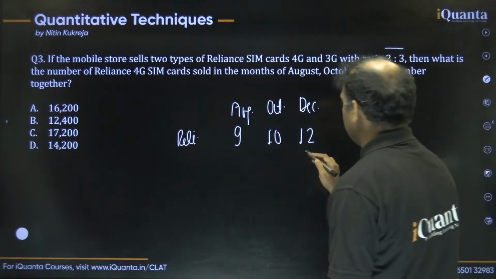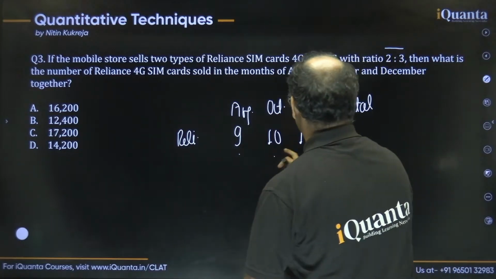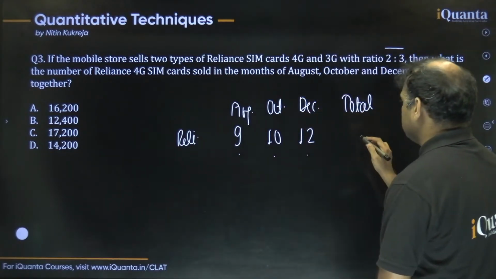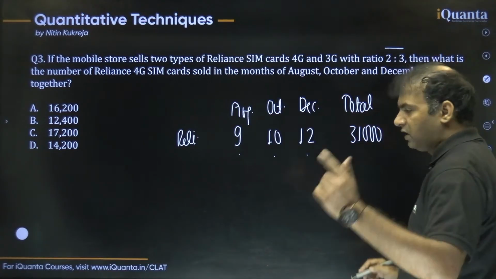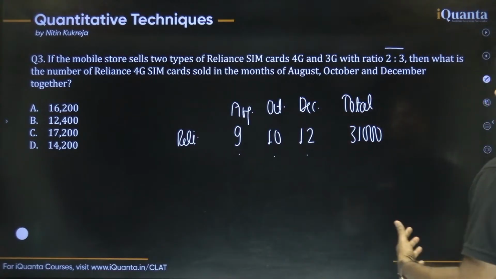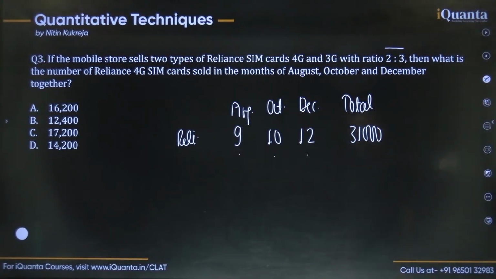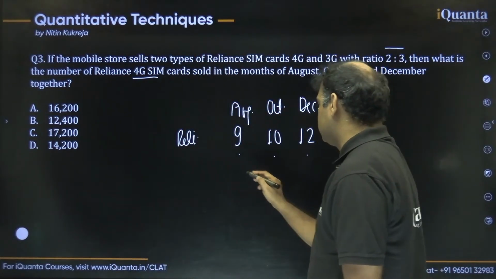So what is the total SIMs sold in these 3 months? That we can say 9, 10, 12, 22 plus 9 is 31, right? We'll say total SIMs sold are 31,000 in fact, because the SIMs are given in 1000, remember? In the line graph it was given in the beginning. Now 4G and 3G are being sold in the ratio of 2:3, right? And we need to find the 4G SIMs.